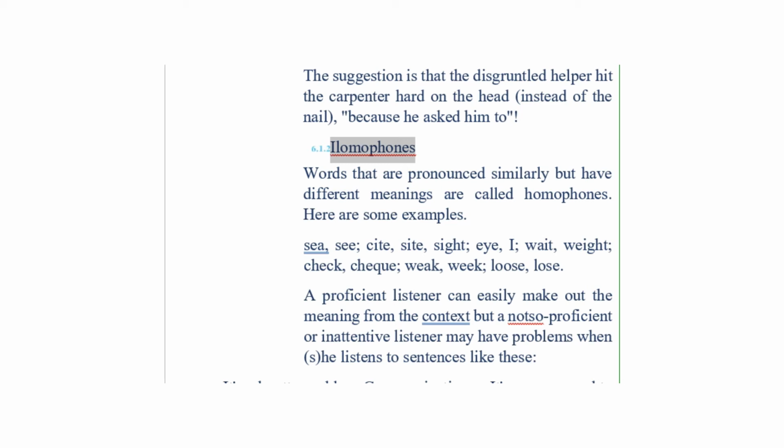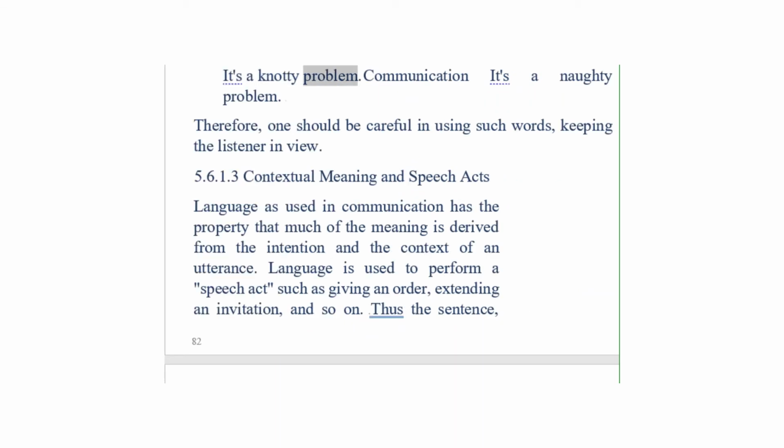Homophones. Words that are pronounced similarly but have different meanings are called homophones. Here are some examples: see, sea; sight, site; eye, I; wait, weight; week, weak; lose, loose. A proficient listener can easily make out the meaning from the context, but a not so proficient or inattentive listener may have problems when he listens to sentences like these: "It's a knotty problem." "Communication, it's a knotty problem." Therefore, one should be careful in using such words, keeping the listener in view.